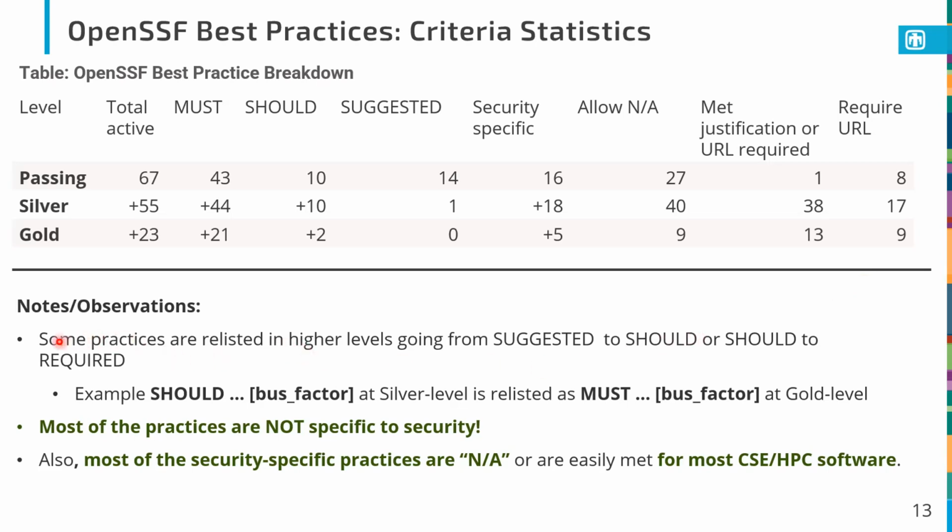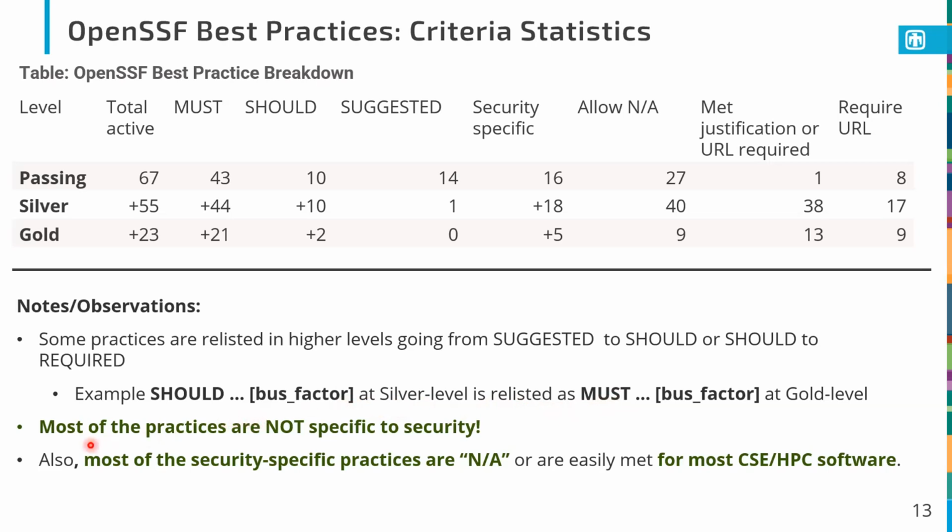So just some notes and observations about this. All these practices that are listed here, the numbers are not all unique. Some of the practices are relisted at higher levels, going from suggested to should, or should to required. For example, the bus factor practice, which says that your project has to have more than one primary developer that can make changes and can sustain the project. That's just a should practice at the silver level. It's not even mentioned at the basic passing level. It's relisted at the gold level as a must. To be a gold level project, you have to have a bus factor of 2 or more.